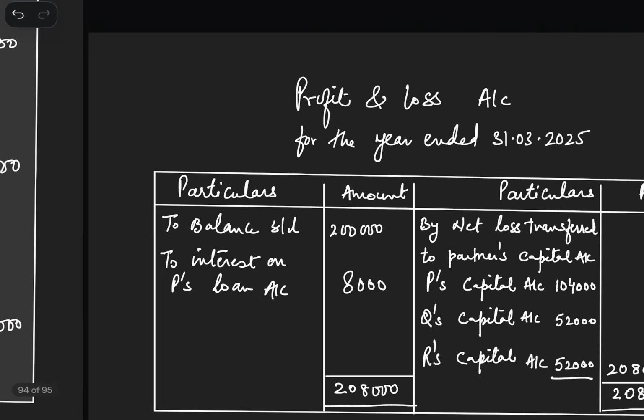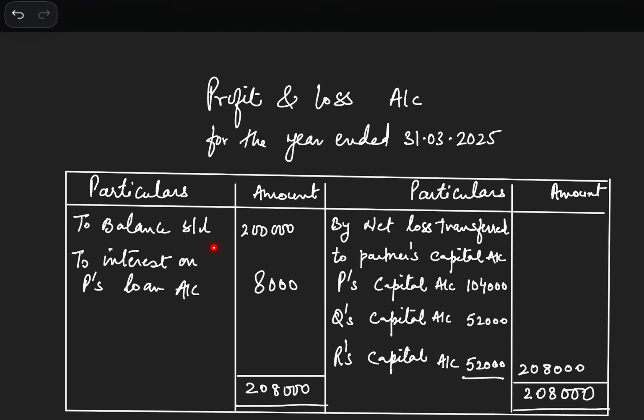After this, we'll show the profit and loss account. The total loss in the beginning was 2 lakh, so we are writing it to balance brought down, and then the interest on P's loan account has increased the loss. So total loss now becomes 2,08,000. We are transferring this to the partners' capital accounts. By net loss transferred to partners' capital accounts, P's capital account 1,04,000, Q's capital account 52,000, and R's capital account 52,000. This is how this 2,08,000 is distributed between the partners.